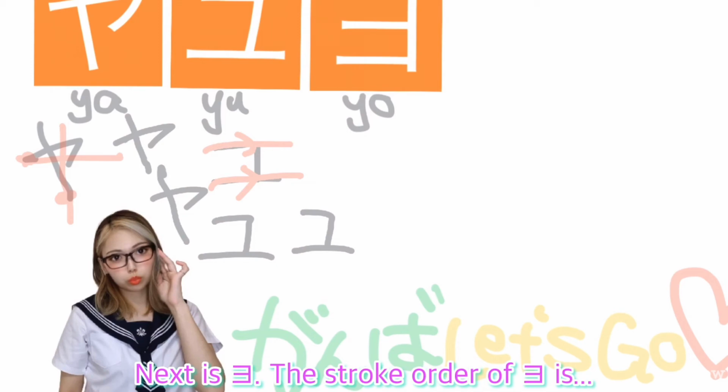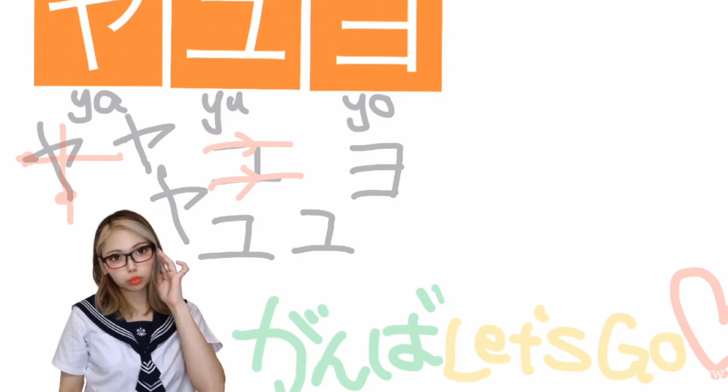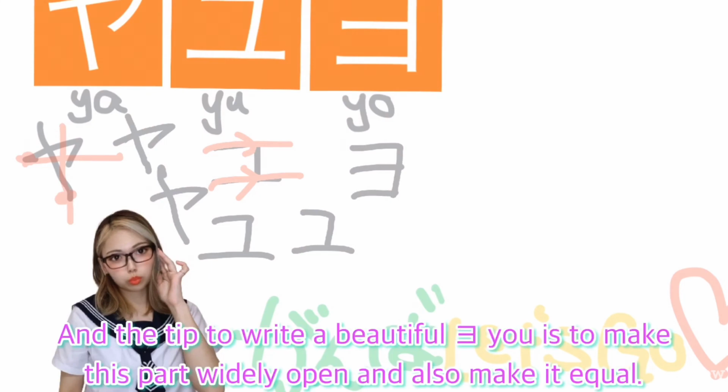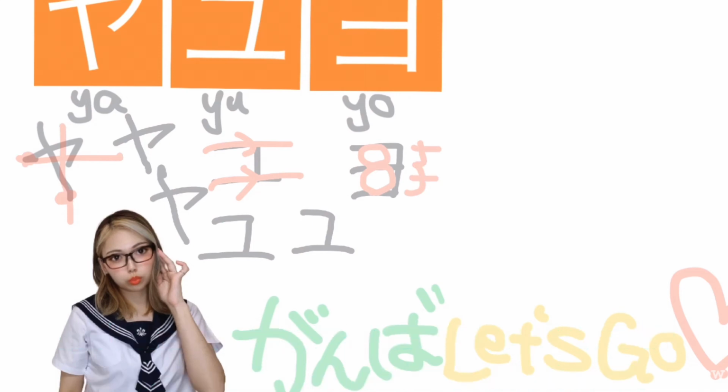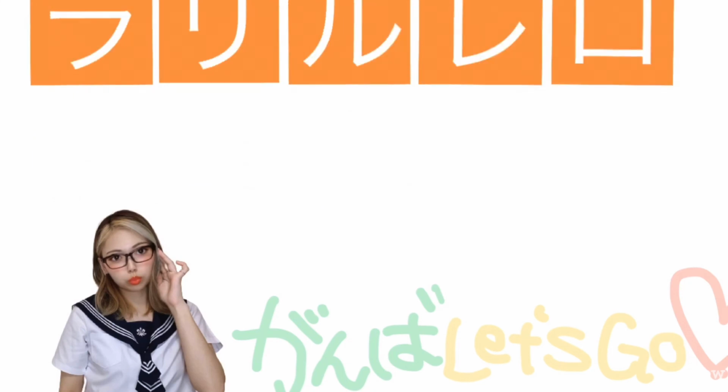The stroke order of yo is 1, 2, and 3. And the tip to write a beautiful yo is to make this part widely open and also make it equal. Okay, so I'll write down again. 1, 2, and 3. Great. So that's the end of yagyo. Next is ragyo. So these are the katakana of ragyo.